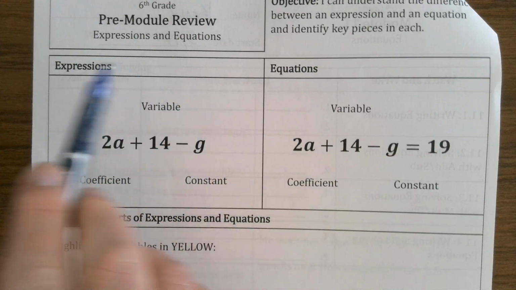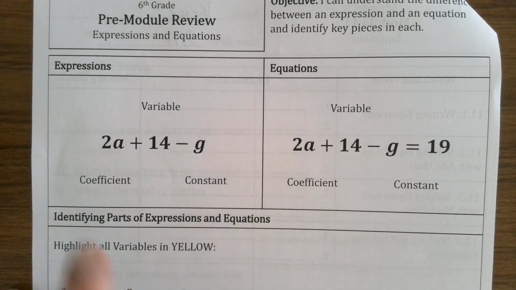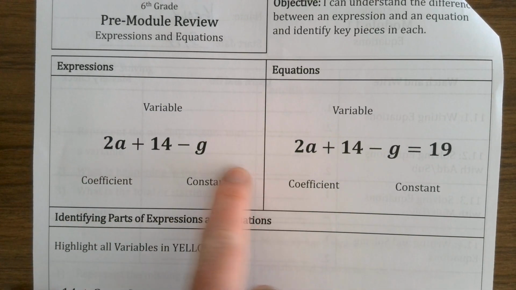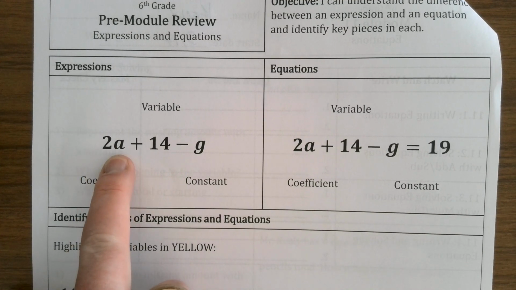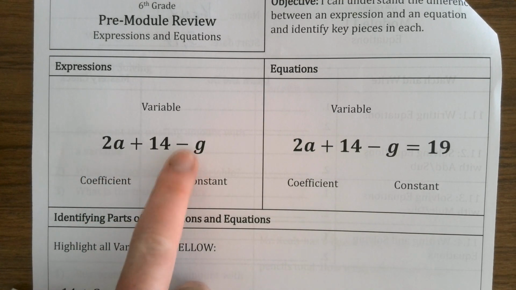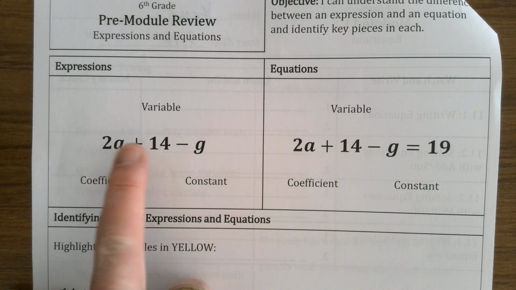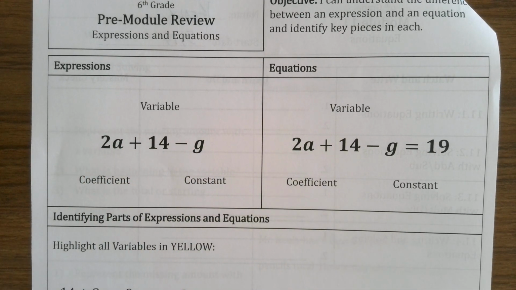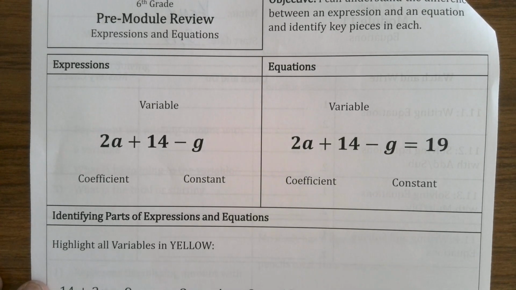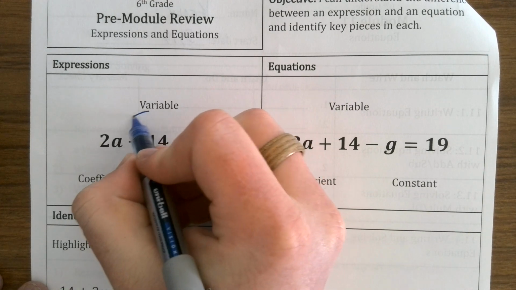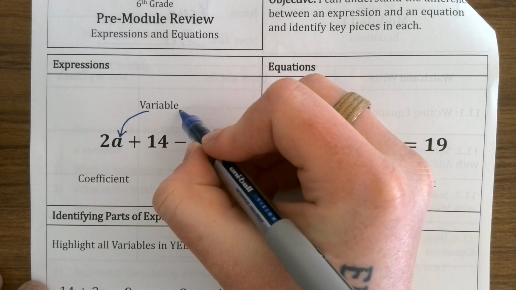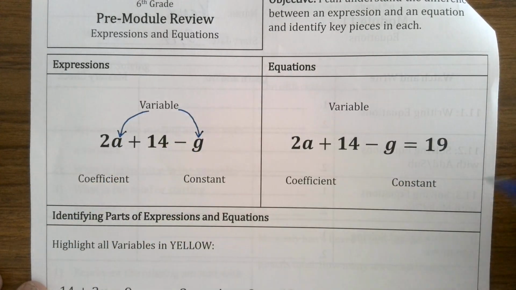So let's look at an expression. An expression is just a math statement. There's some numbers, there's some variables, there's some operations happening here. We got addition and subtraction, variables A and G, and then some numbers. There's 3 vocab terms that are really important for this module. The first is variable. A variable is just a letter. A and G are variables.